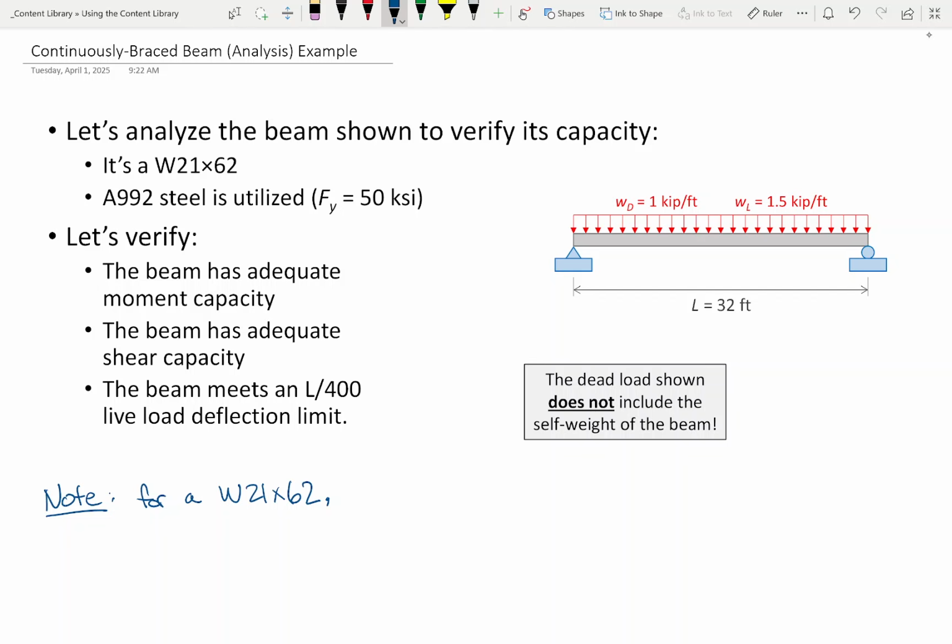So what I'm going to do is introduce the term W sub naught, which is 62 pounds per foot, or 0.062 kip per foot. Okay? All right? The other thing I'm going to do is ask, what is ZX for a W21 by 62? And we're going to need it later, so I might as well ask, what is IX?